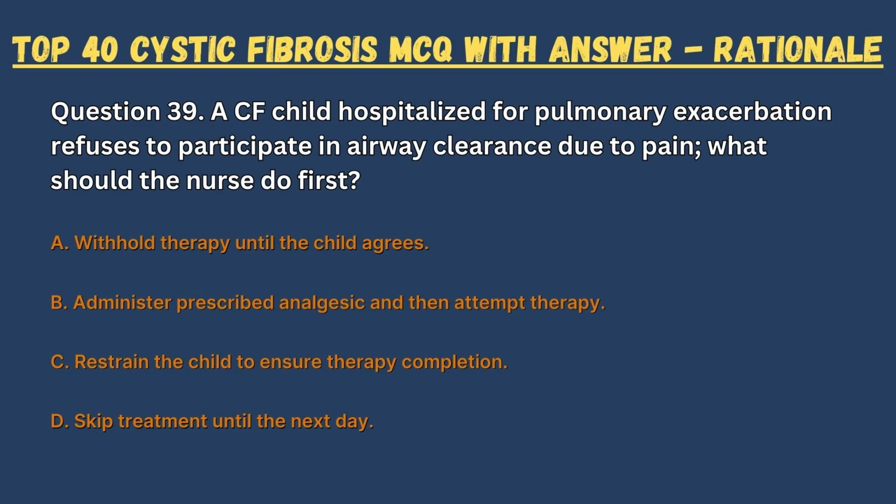Question 39. A CF child hospitalized for pulmonary exacerbation refuses to participate in airway clearance due to pain. What should the nurse do first? A. Withhold therapy until the child agrees. B. Administer prescribed analgesic and then attempt therapy. C. Restrain the child to ensure therapy completion. D. Skip treatment until the next day.